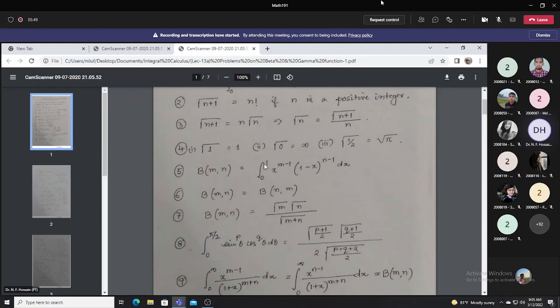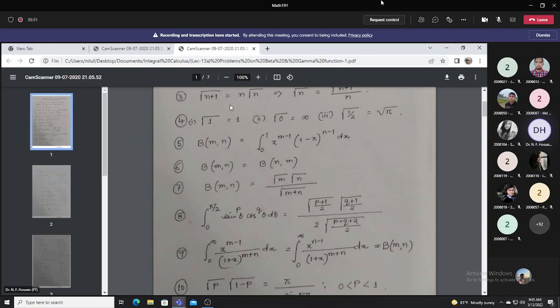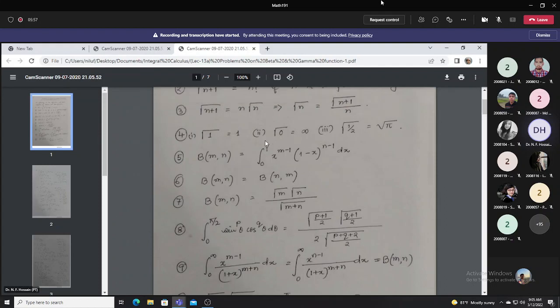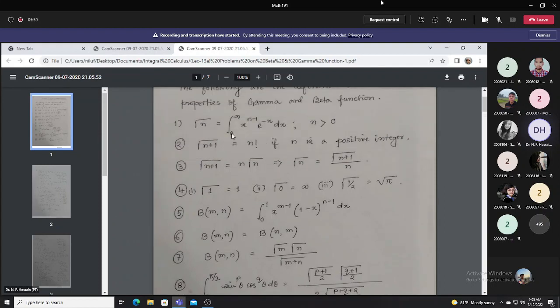Now comes the beta function. This is the definition of the beta function: beta m n equals the integral from 0 to 1 of x to the power m minus 1 into 1 minus x whole to the power n minus 1. In the definition of the gamma function the limits were 0 to infinity, but in the beta function it is 0 to 1.